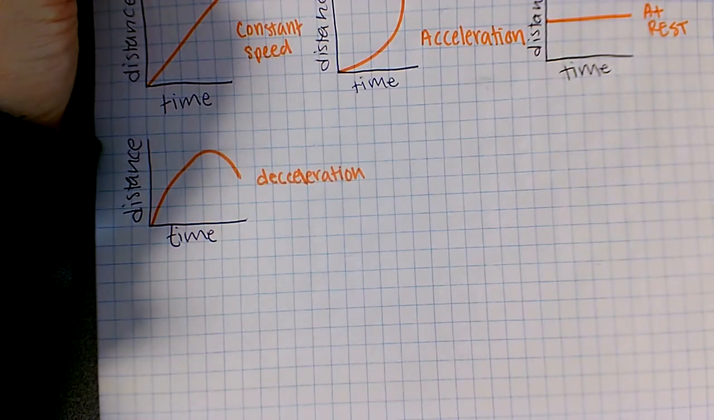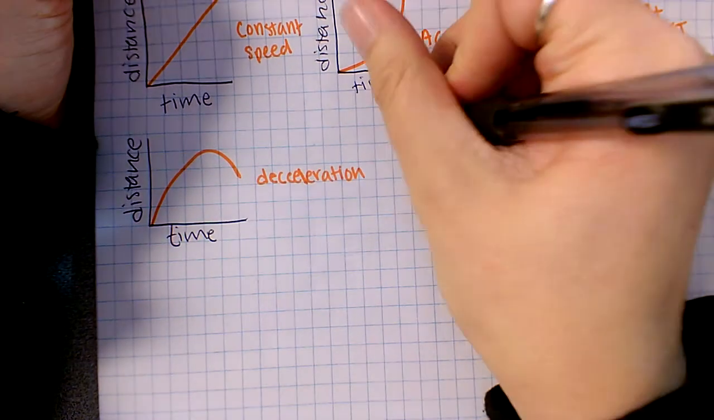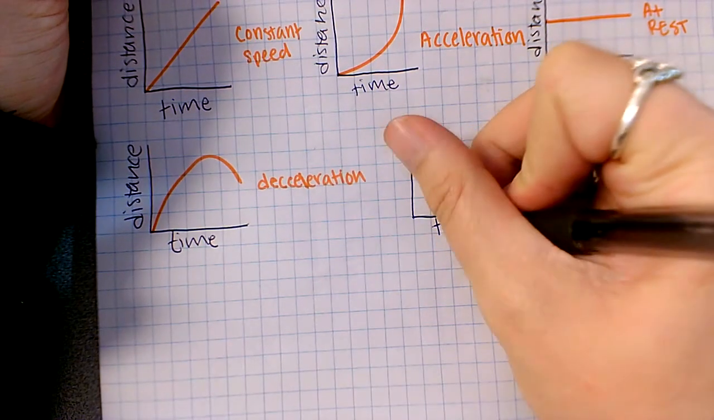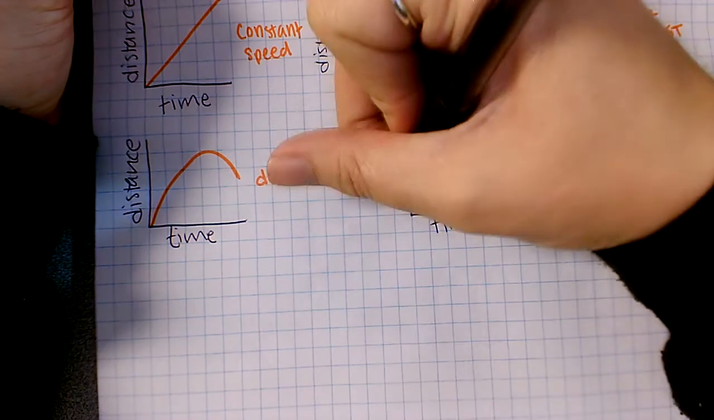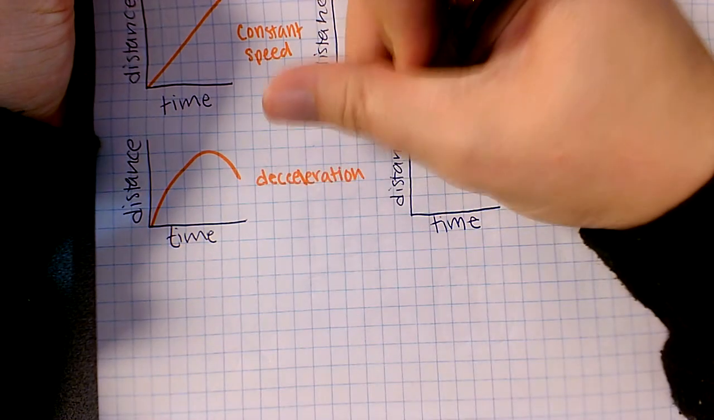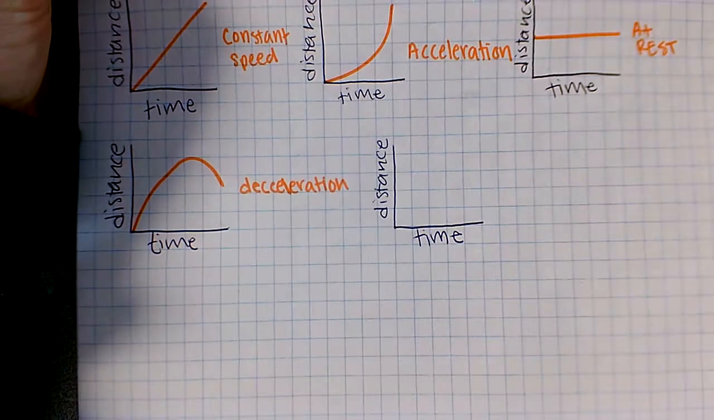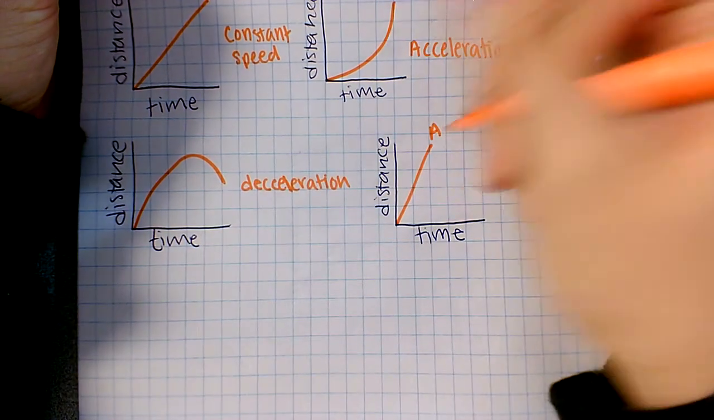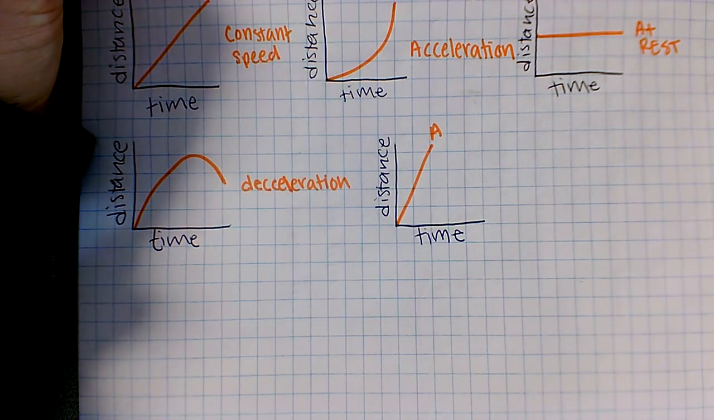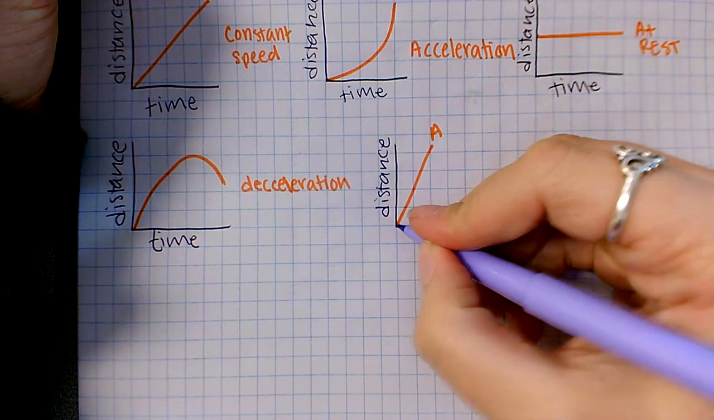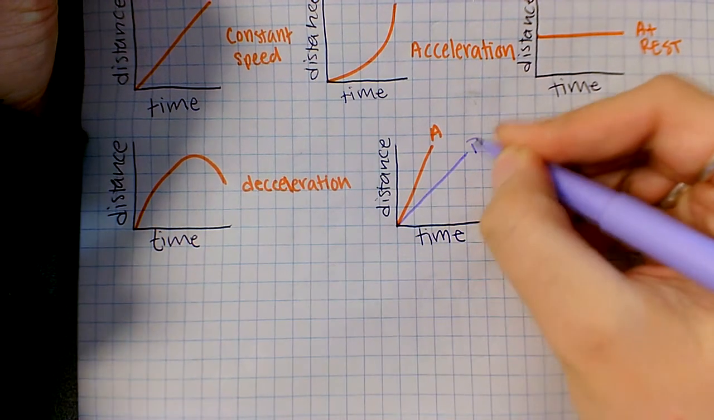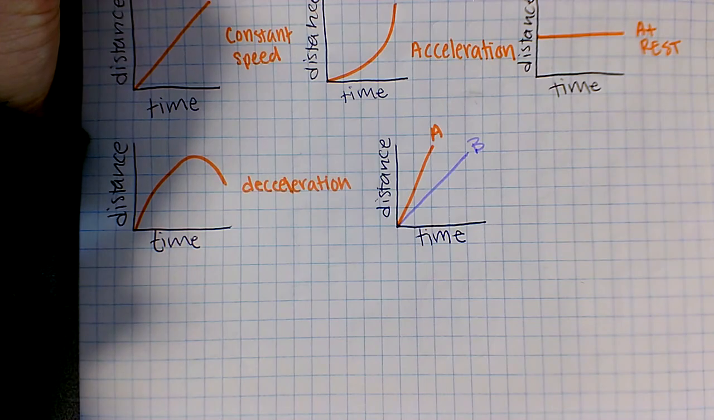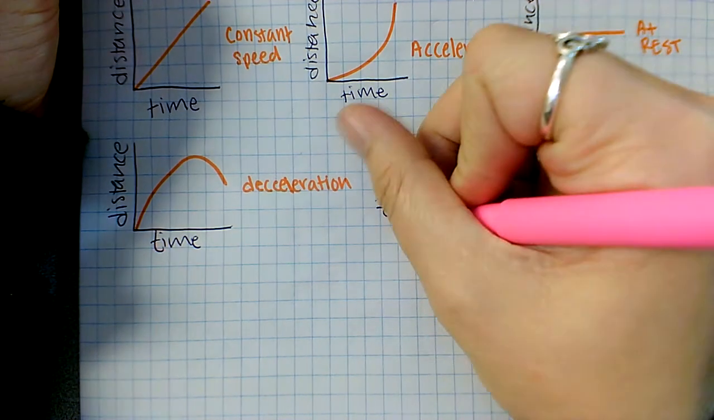Alright, then we got some graphs show multiple lines. And there's still distance over time. We're still talking about that. Okay? But what happens is there's A, B, and C.